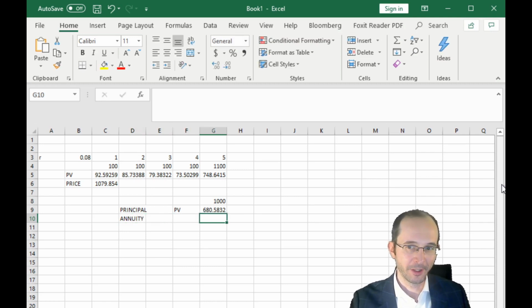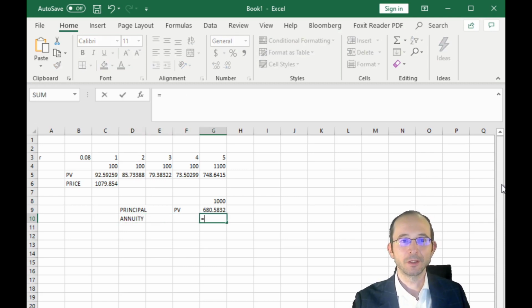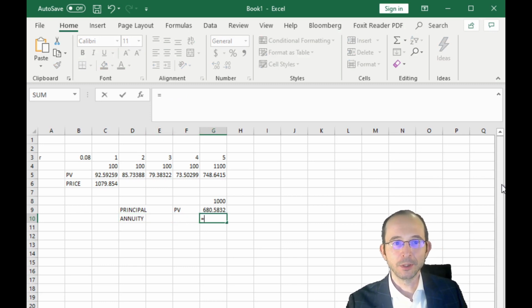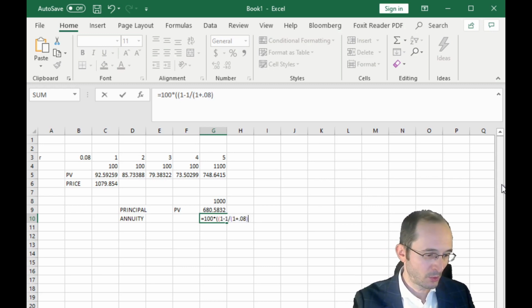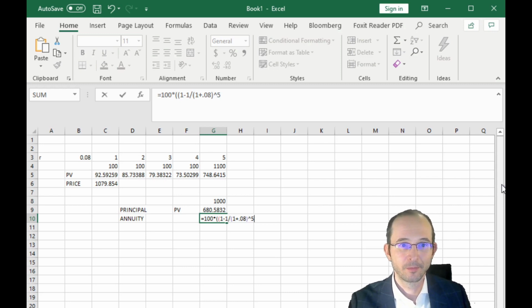Well, the formula for that is the one that we saw in the preceding slide. It's going to be our payment, which is 100, times 1 minus 1 over 1 plus 0.08 to the 5th, over 0.08.